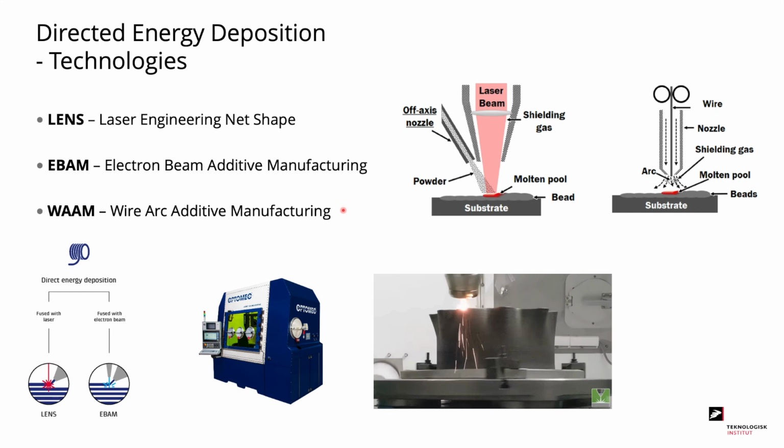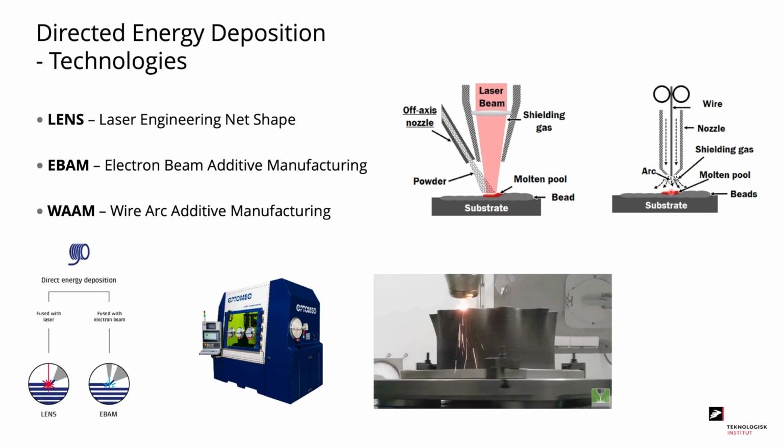The basis of the technology is that you're using either a laser beam or electron beam to melt powder or wire as it is being deposited on a substrate. The wire arc additive manufacturing process is very similar. However, here you are applying a current to your deposition nozzle and substrate, which creates an electric arc between the two, which can melt the material as it is being extruded.